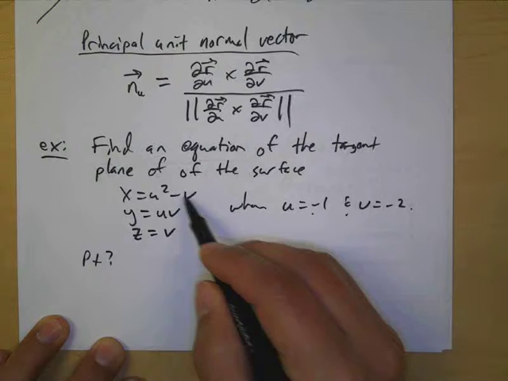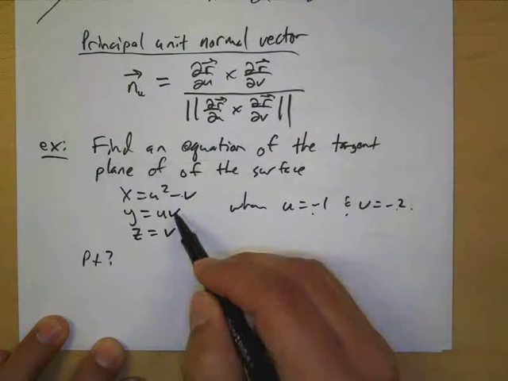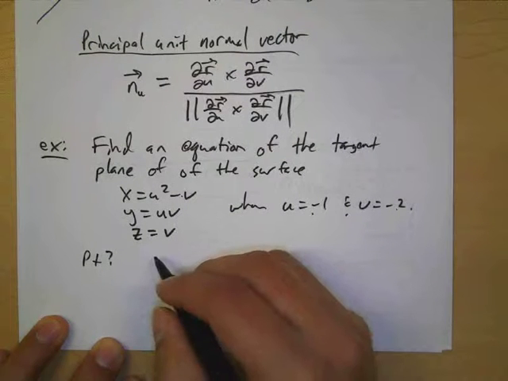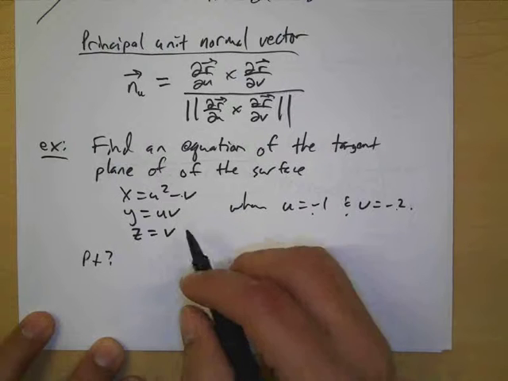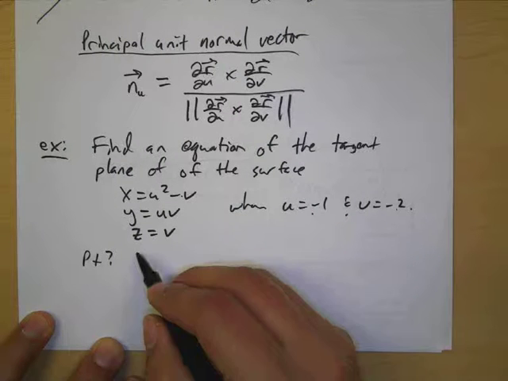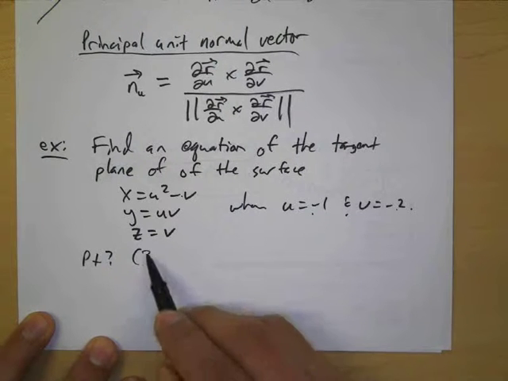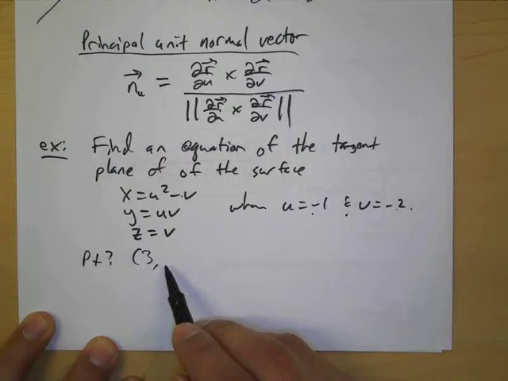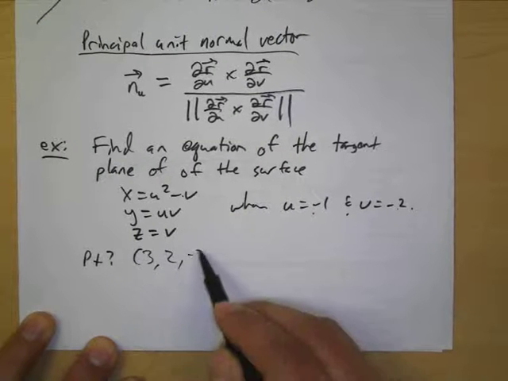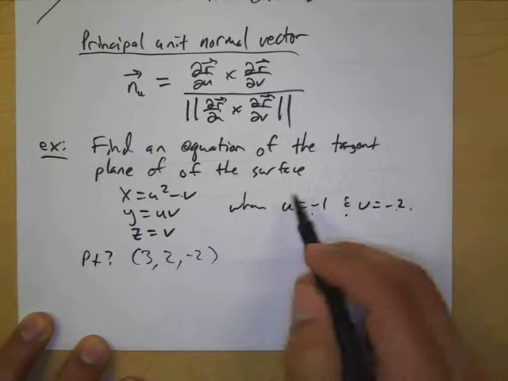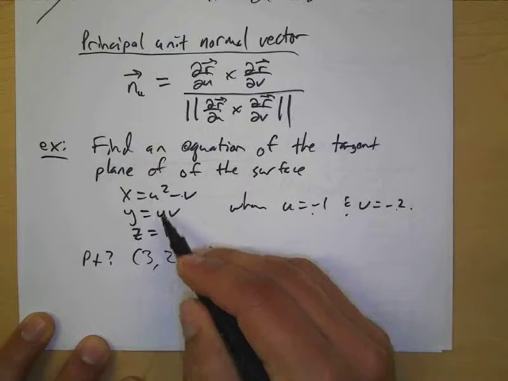Okay, so what would the point be? Plug in -1, plug in -2 into x, y, and z, right? So that would correspond to what point? 3 for x. What's y? 2. And z is -2. So that's the point when you plug in -1 and -2 into x, y, and z.